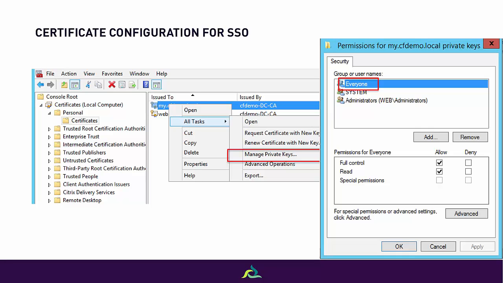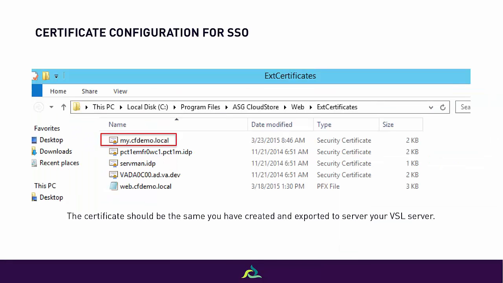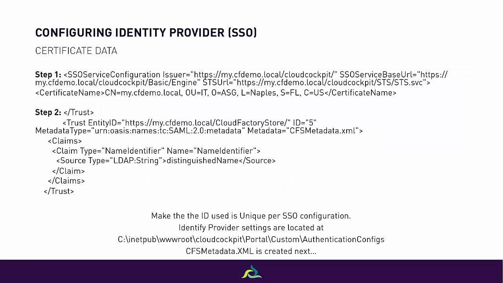Then you need to copy the certificate file to CloudStore. And in this case, program files, CloudStore, web, external certificates, and use the name mycfdemoLocal or the name of the environment that you have. And now we will link it to our identity provider. So we will edit the file called identityprovider.xml. Below you will see the path where this file is located.